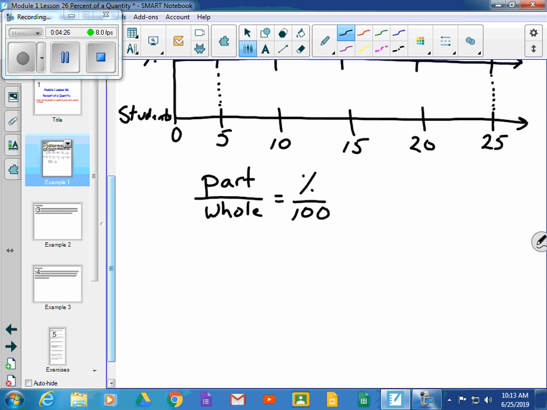We're going to fill in the given information. 5 was the part that was 7th graders. 25 was the whole. We're finding the percent, and this bottom right one is always 100. Now to solve that, to find that missing information, there are a couple different ways you can do this, but I like to use the cross multiply and divide.